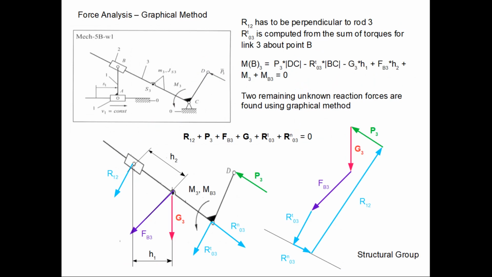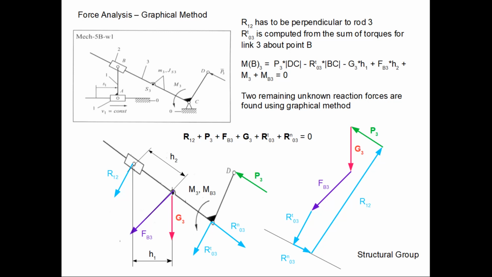Okay, so here first you start with the structural group. You analyze the equilibrium of the forces acting on the two elements which are parts of the structural group. As you can see, you need to introduce all of the external forces acting on this structural group. So this is the force P3, there is a moment M3, there is also the weight of link number 3, and the force of inertia acting at the point S3, and the torque due to the forces of inertia MB3.